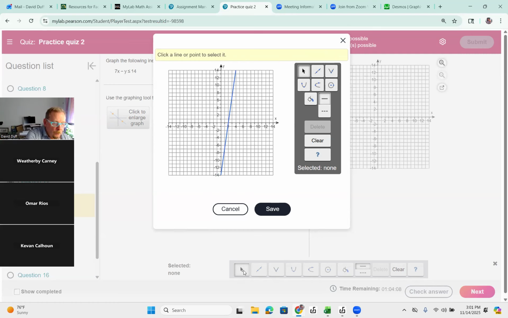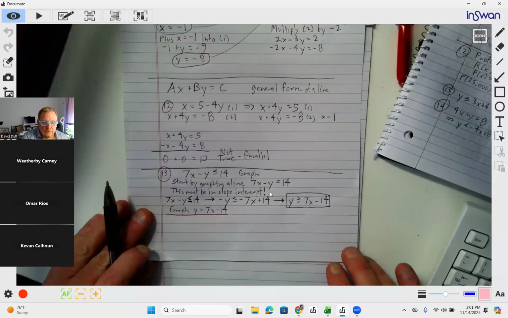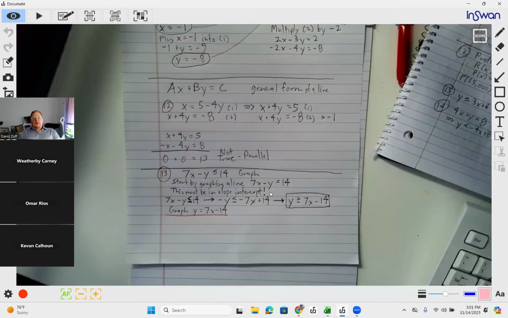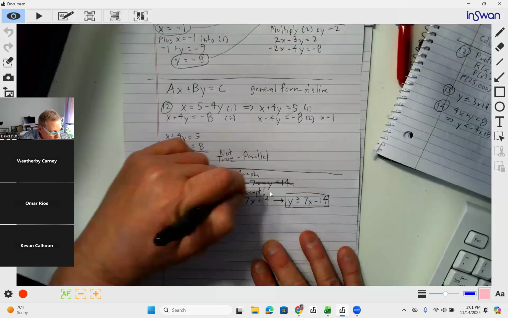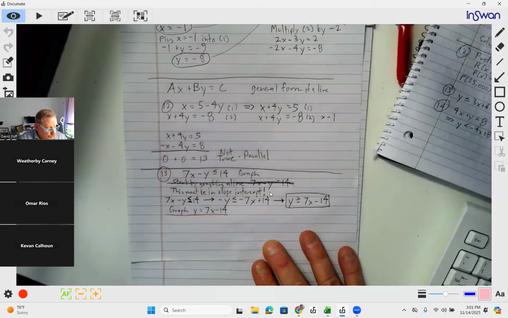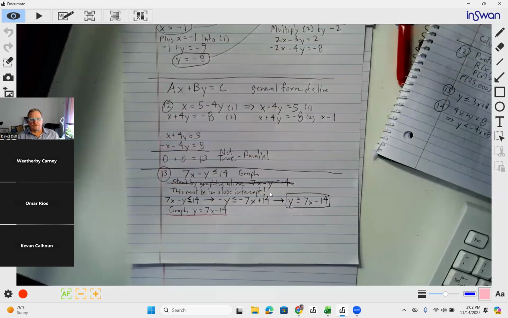So what did we do? All right. So what do we do here? Well, we have 7x minus y is less than or equal to 14. We're asked to graph that, right? But really, we're going to be graphing a line. So the first thing we do, I'm going to cross this out, because we're not even starting by graphing a line. We're starting by putting the inequality in slope-intercept form. That's actually our first step.